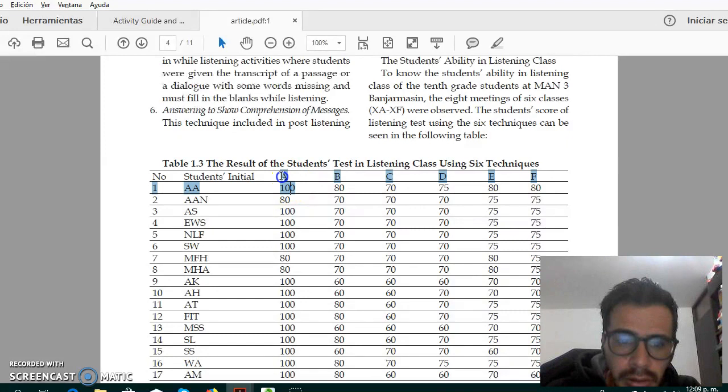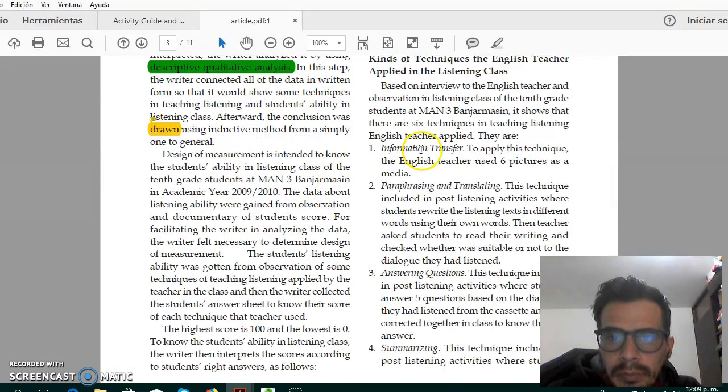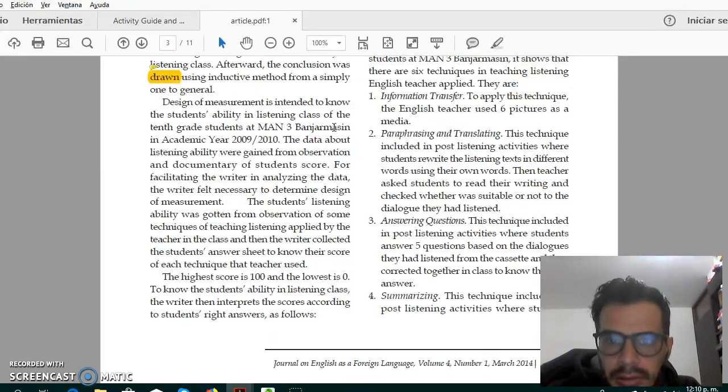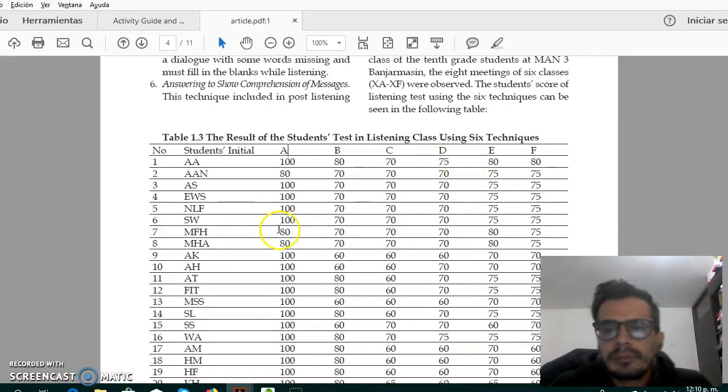Here we can see the result of each of the techniques of teaching listening skills. This is the A technique, the B technique, the C technique. For example, the A technique is information transfer. Student number 1 obtained 100 points in this technique and 80 points in the B technique. What is the B technique? The B technique is paraphrasing and translating. In this way, this matrix summarizes the results.